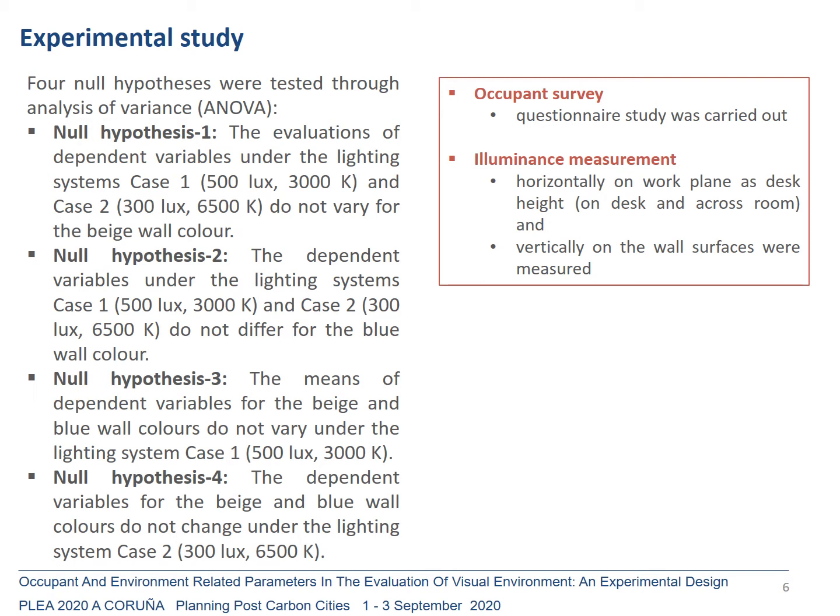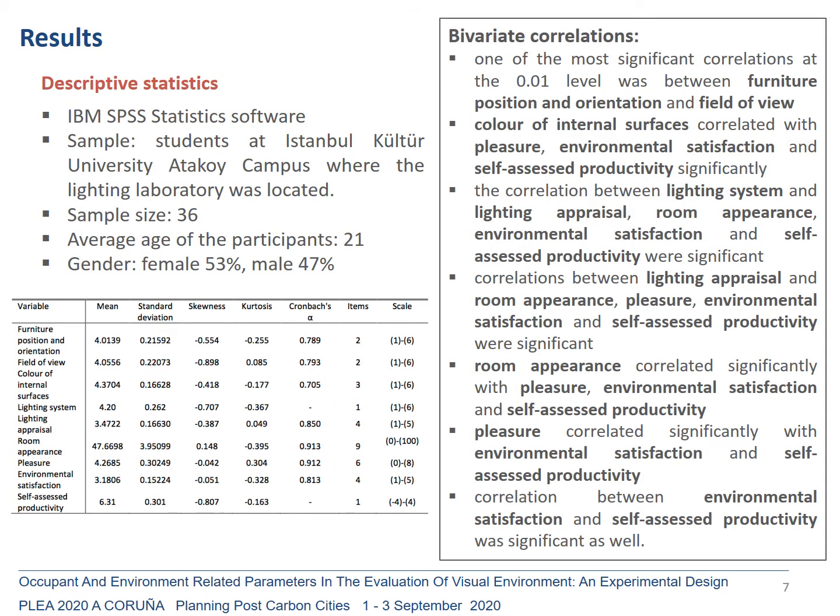As the instrument, an occupant survey was carried out through a questionnaire, and illuminance measurements were done on the horizontal and vertical surfaces. In the experiments, there were 36 participants. They were students at Istanbul Kültür University Ataköy campus, where the lighting laboratory was located.